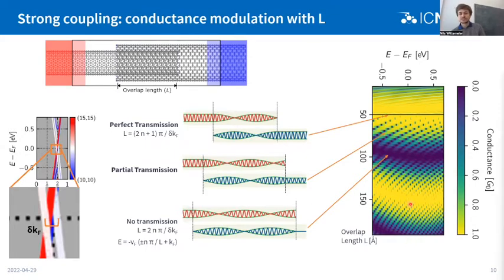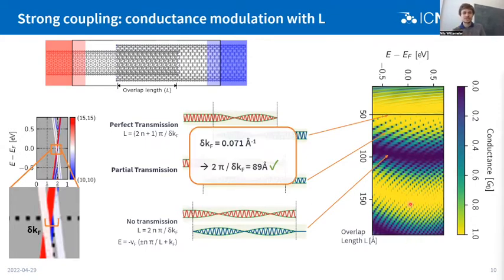Now, we put this model to the test to see if it gives us a correct result. We extracted the change in the Fermi wave vector, which is about 0.071 per angstrom, and that corresponds to a period of about 89 angstrom. So actually that's pretty close to what we see in the transmission curve, given how simple this model is to describe the transmission.